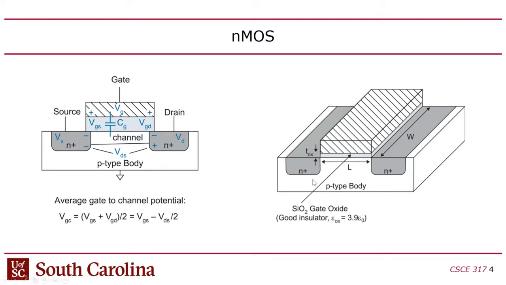And then there's the oxide thickness, which is the thickness between the gate and the channel, and you want that to be as small as possible. And so fabrication processes shrink that. That's one of the other things they shrink along with the channel length.